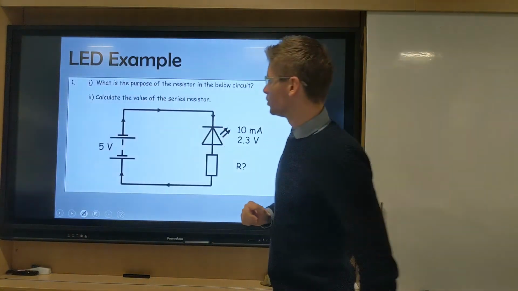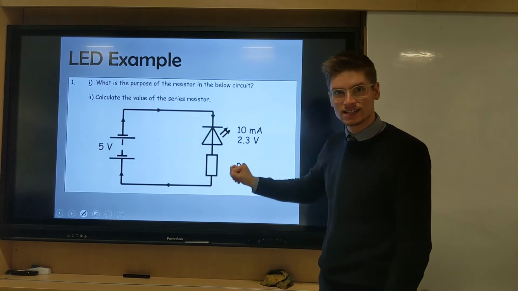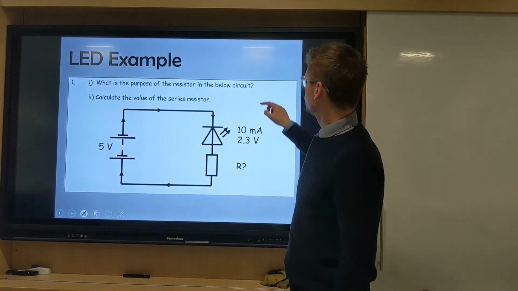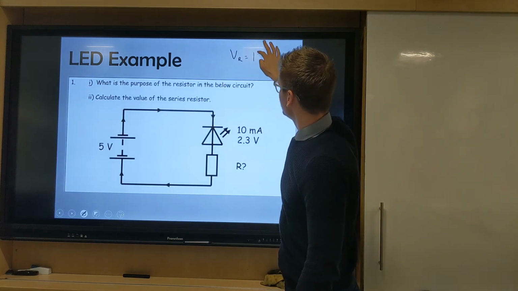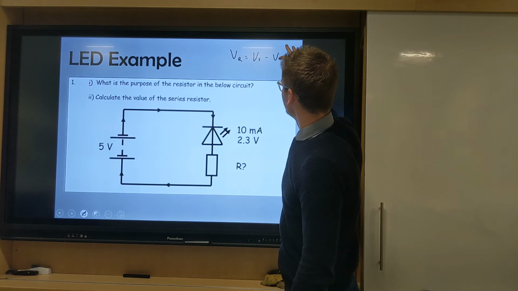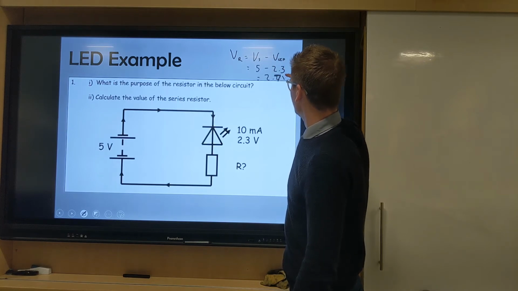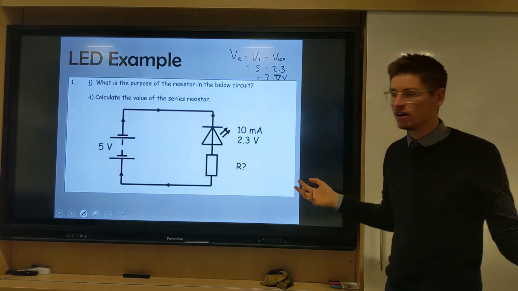So, what I need to do is find out the voltage across the resistor. It's a series circuit, so every voltage must add up to the supply, as we've been learning. Okay, so I'm just going to do it up here. VR equals VS minus VLED. Okay, so 5 minus 2.3 gives me 2.7 volts.